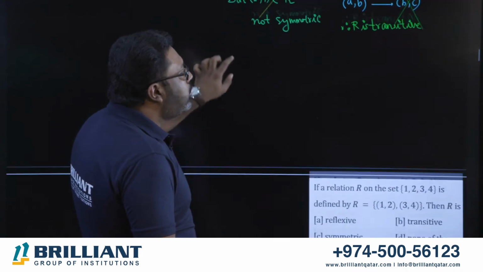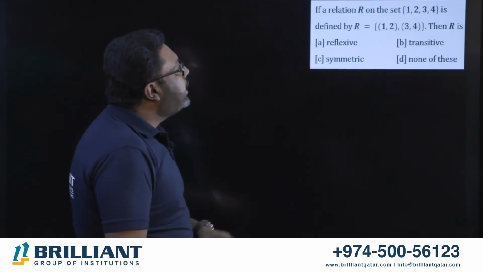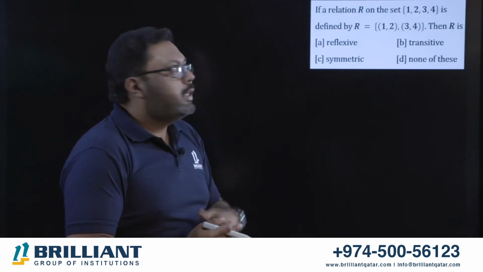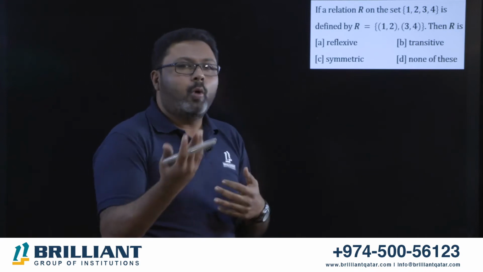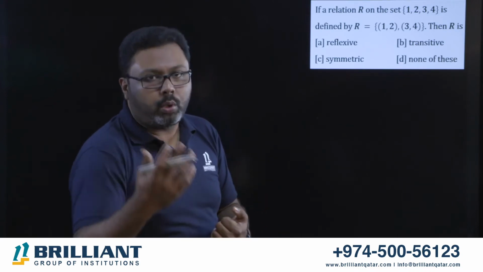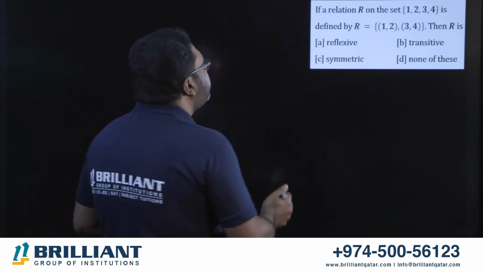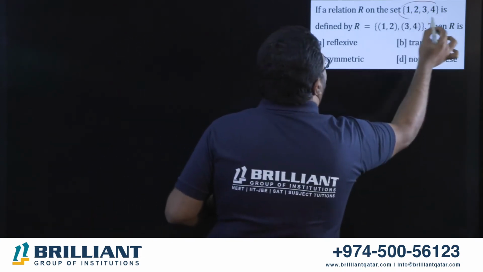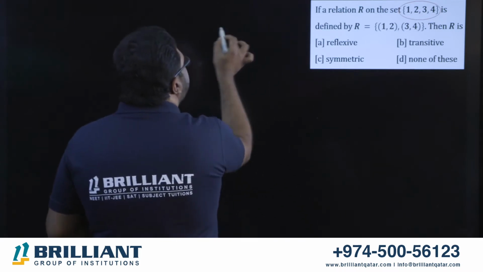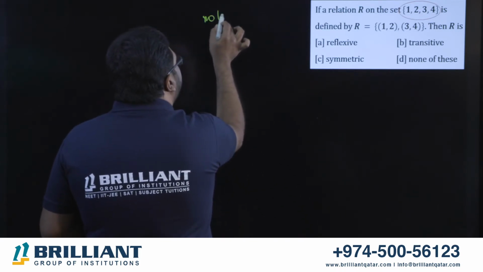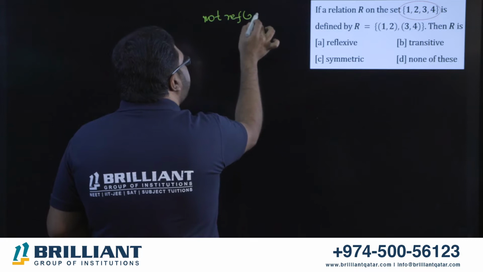To make that concept more clear, let's see this relation now. Same thing, I've included one more element, that's all. 1, 2, 3, 4. Again, obviously, it is not reflexive. Why is it not reflexive? Again, the same old reason.